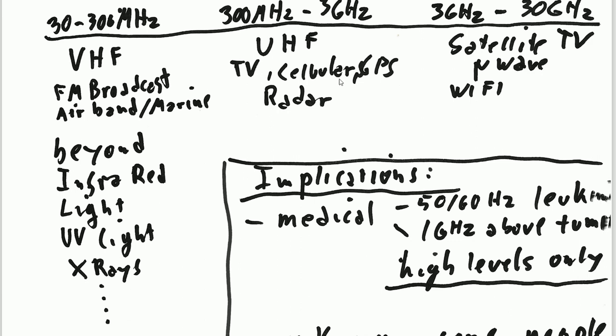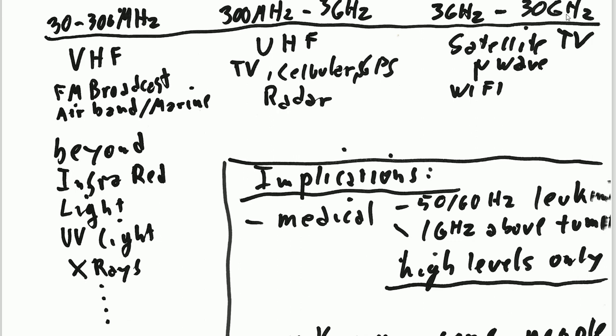We've got TV, we've got cellular, GPS is in there as well. That's at about 1.3, 1.4 gigahertz. We've got radar as well. Radar goes from 400 megahertz all the way up to a couple of gigahertz. And so that's all in this band here. So there are lots of frequencies, lots of channels in this band, but it's there.